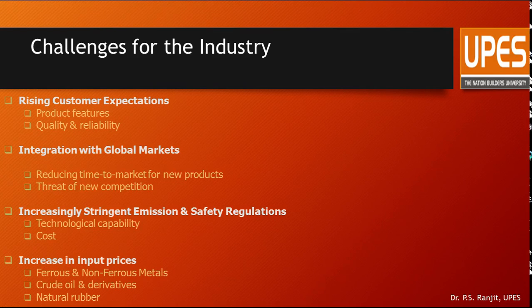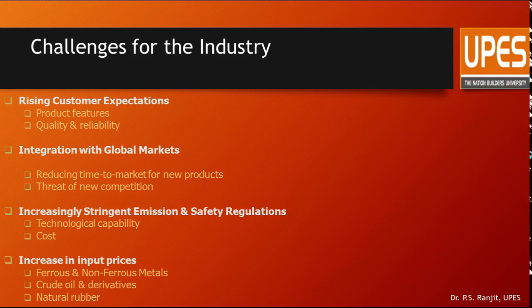That's why there are rising customer expectations, and we must keep cost and quality in line. Customers expect quality and reliability, which are also most important. A 2 lakh car has to run not less than 20 years. Please ensure that; that is one of the challenges for the industry, and accordingly we have to design our vehicles. Then there is integration with global markets and reducing time to market for new products. If you launch Safari Storm today and tomorrow want to launch some other product, in industry it takes not less than 3 months to launch a new product.